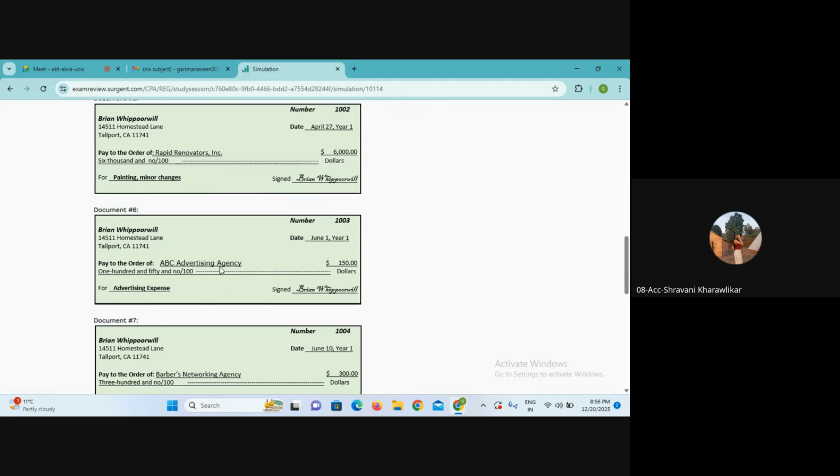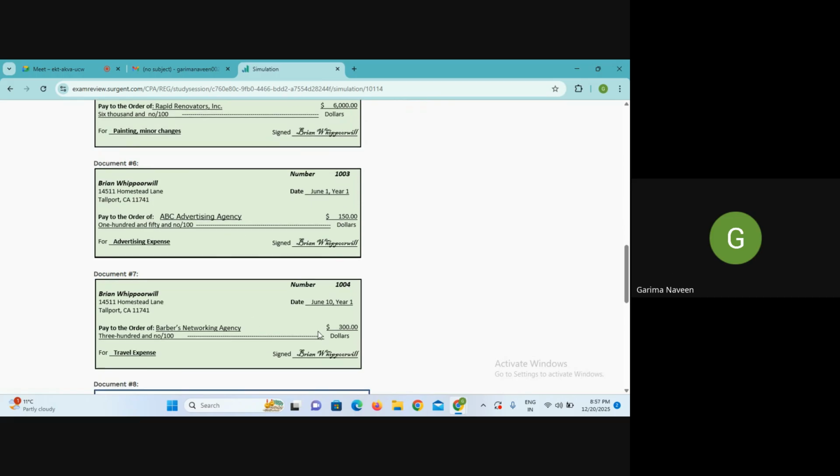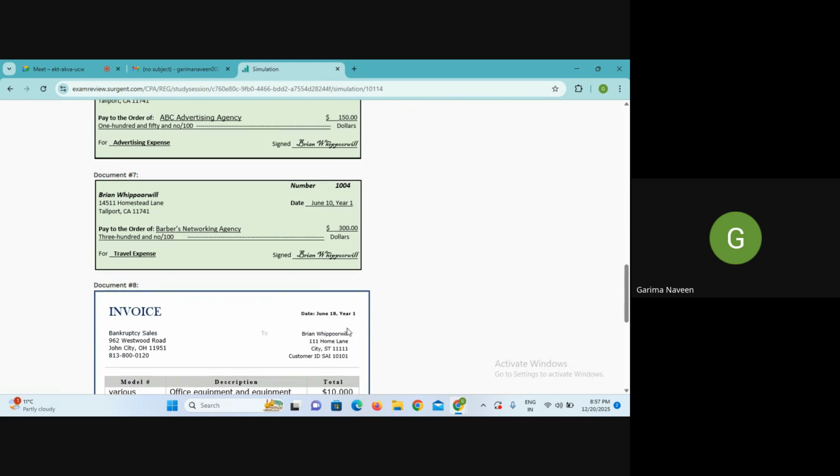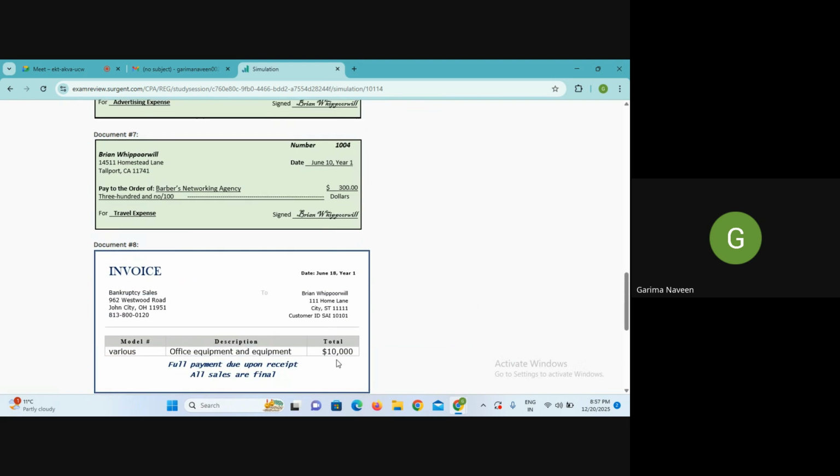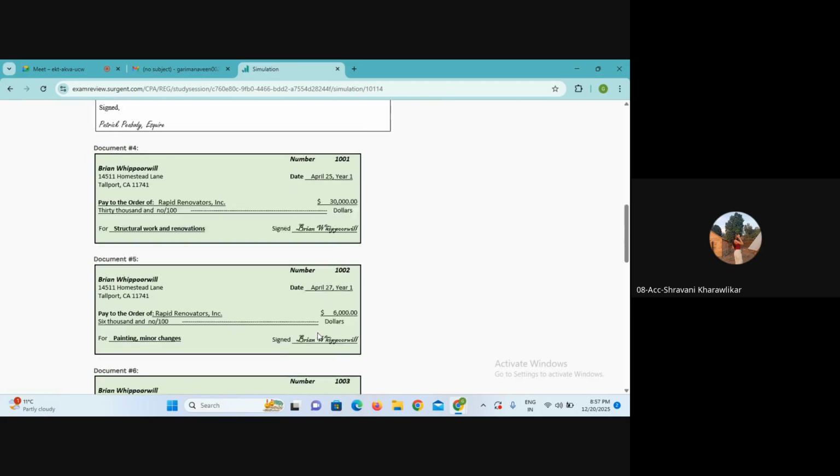Okay, sorry. Advertising agency you are paying $150. Then networking agency $300. Office equipment, but that would be for office thing. So there will be no operating expense for building. It will be zero. Okay.